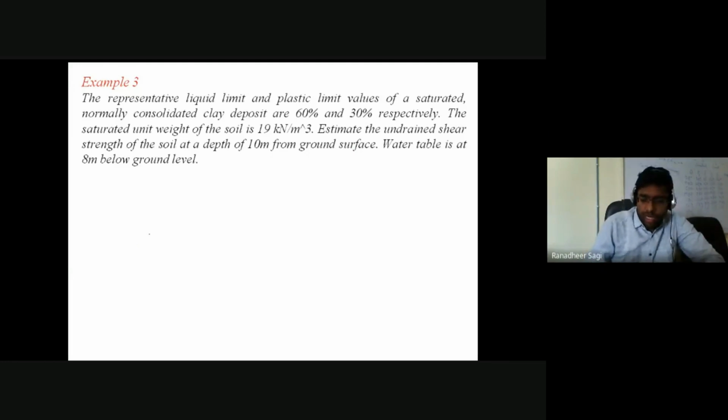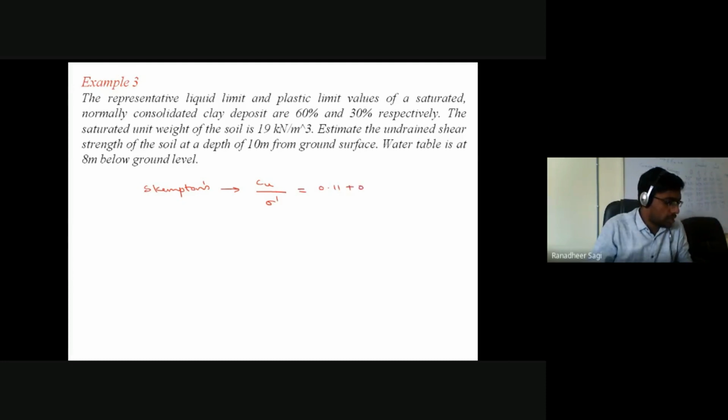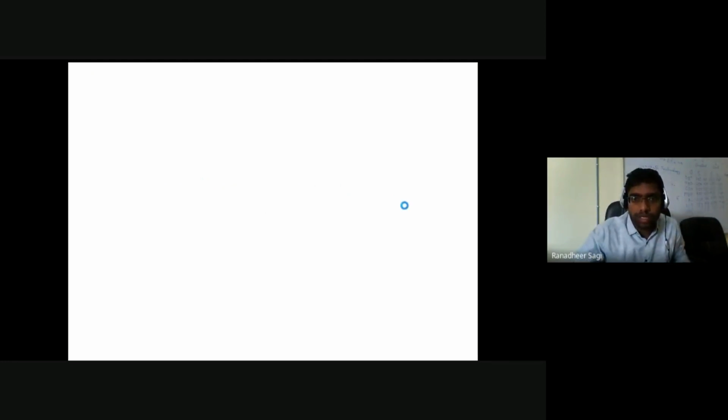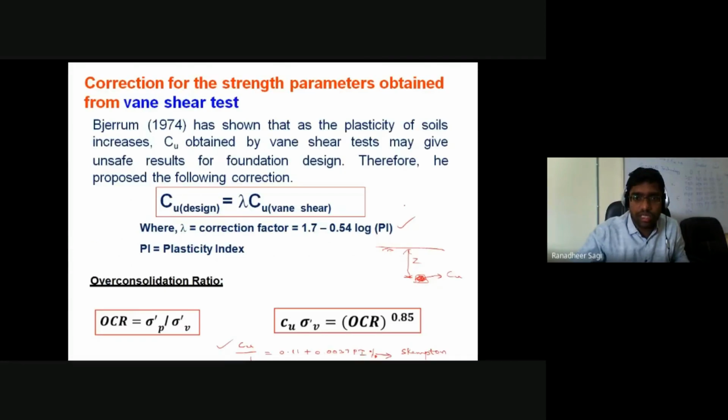Okay. So if you can recall what we have discussed in our last class regarding Skempton's expression, an empirical relation that he has given for determining the Cu value, which is in terms of the effective stress, which is given as Cu by sigma dash is equal to 0.11 plus 0.0037 into plasticity index, where this plasticity index has to be substituted in percentage. Okay. So let's go back to see that expression that we talked about in our last class.